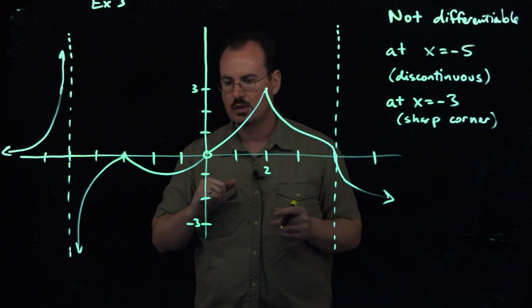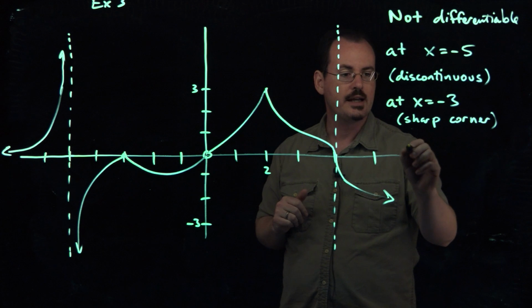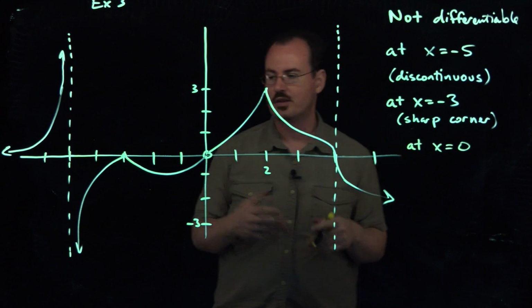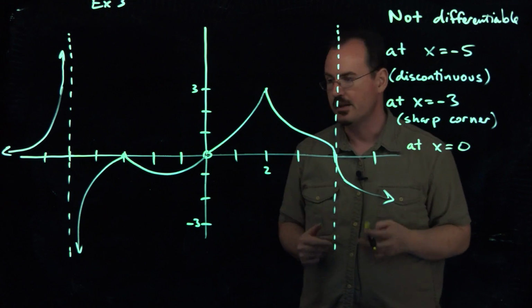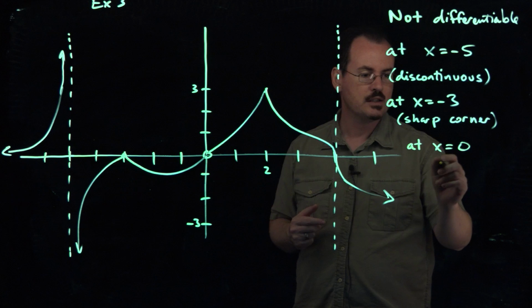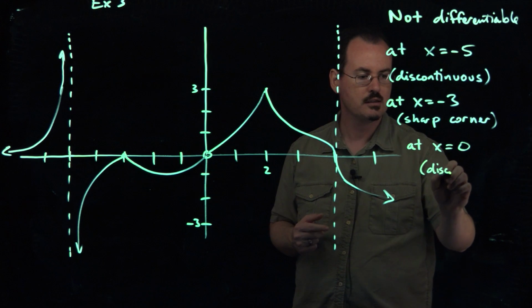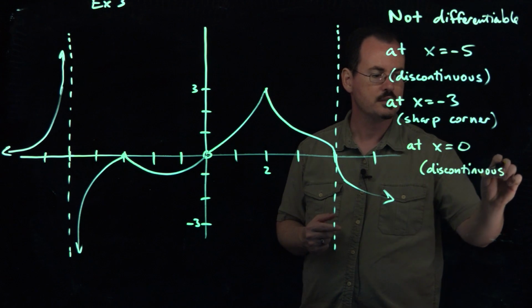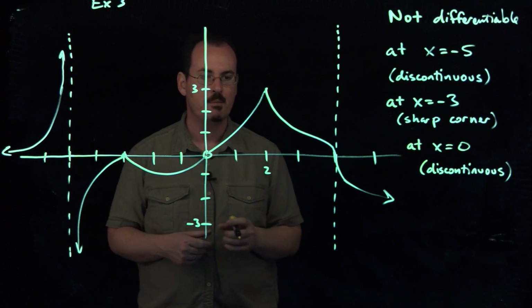Right there, we've got a hole in the graph, so that's another discontinuity. So at x equals 0. And when we talk about a function not being differentiable at a particular x value, it's the x value where we're interested in, not the y value. So at x equals 0, and again, the reason for that is there's a discontinuity there. Discontinuous. Remember, a hole in the graph means discontinuity.